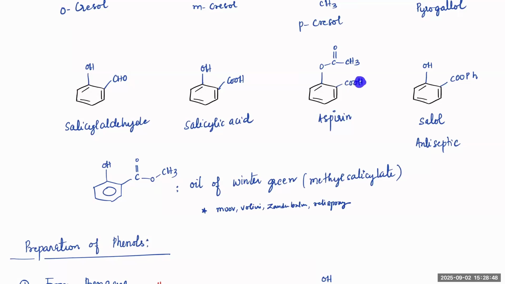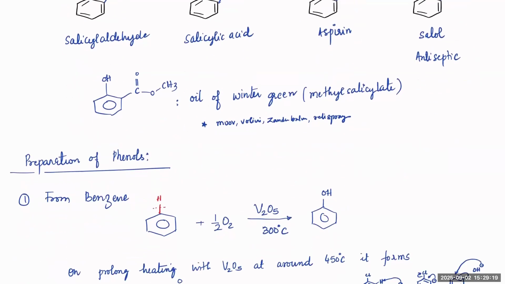If instead of this OH group I replace it with a phenoxy group, then what will this become? This is phenyl salicylic acid, or we call it phenyl salicylate because it is not an acid anymore, it is a salt. So phenyl salicylate is salol. The common name is salol. Salol is an antiseptic, which we use as Savlon or Dettol or so on. Those are all salol forms.